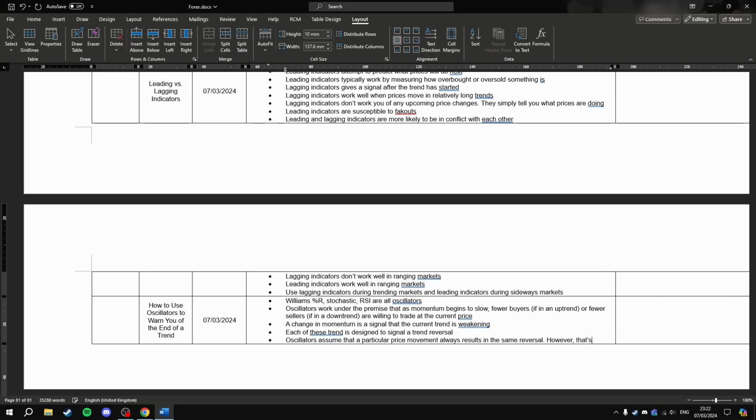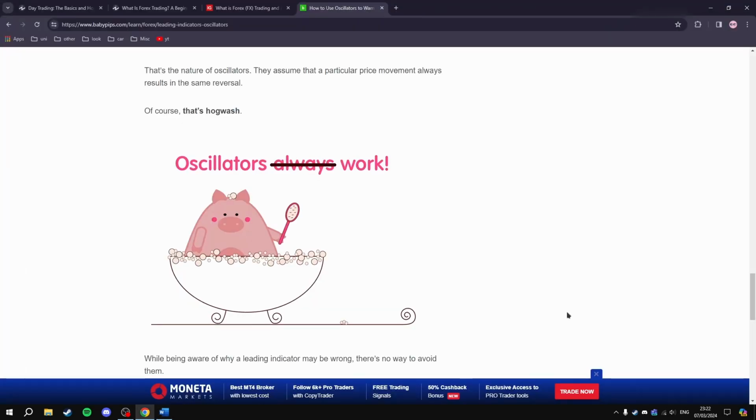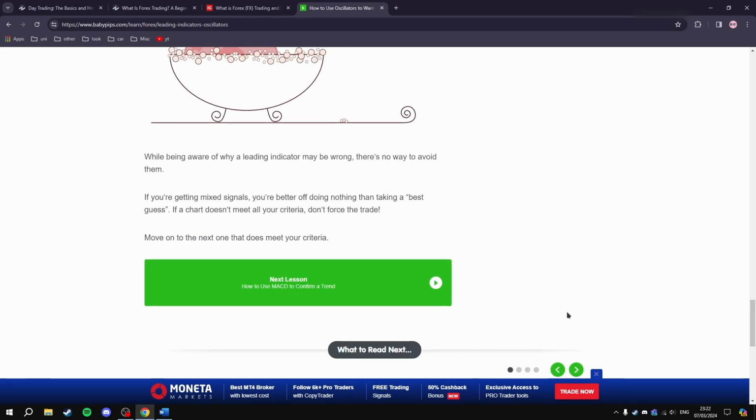However, that's wrong. Oscillators do not always work. Whilst being aware of why a leading oscillator may be wrong, there's no way to avoid them. If you're getting mixed signals, you're better off doing nothing than taking the best guess.